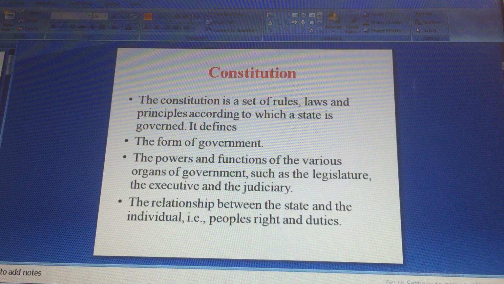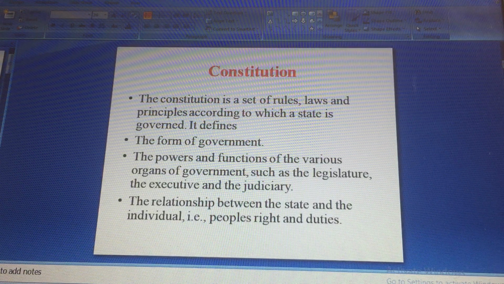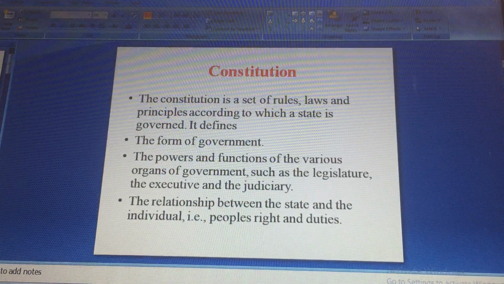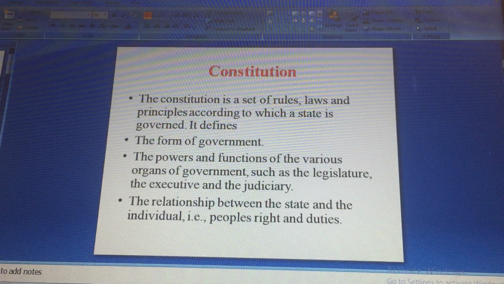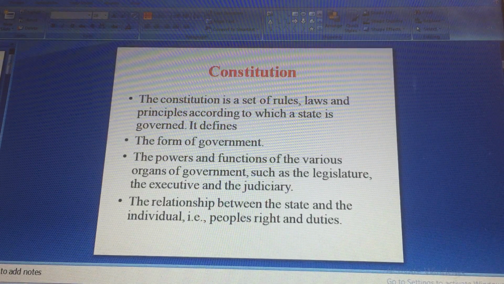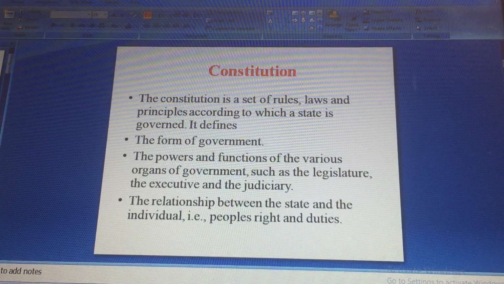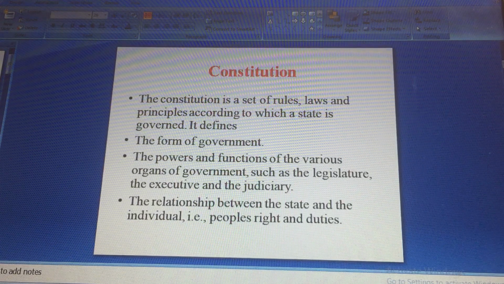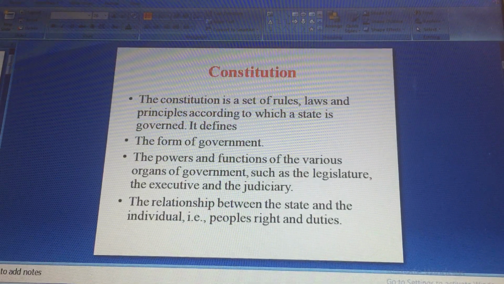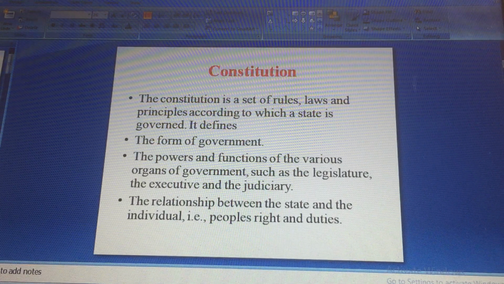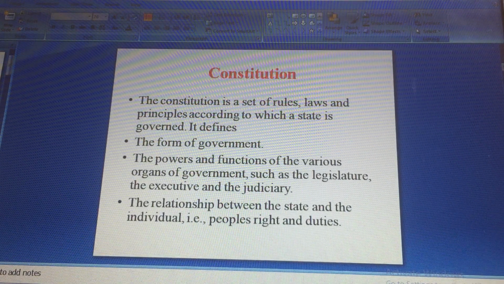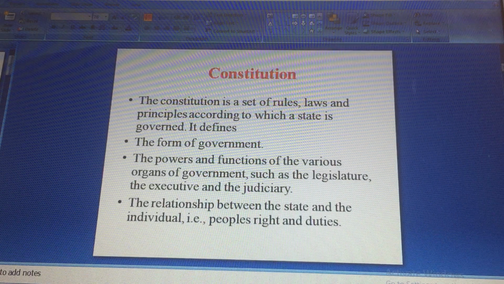In the same way, besides being rules and regulations, it defines what a country is, right? It defines a form of government. You must have studied different forms of government in a country, like democratic government, parliamentary form of government, presidential, monarchy, theocratic. There are different forms and types of government. So the constitution of a country reflects what type of government or political system it will be having.